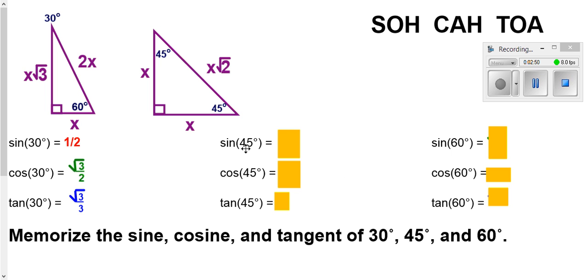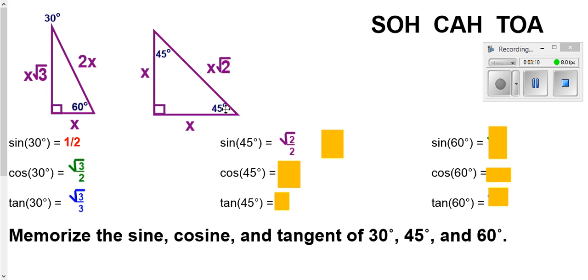When you're looking at 45, if we look at this as our 45 here, our opposite for sine is x over our hypotenuse, which is x root 2. So it would be x over x root 2. The x's drop and it would be 1 over root 2, but then you've got to get the root out of the bottom. You get root 2 over 2.